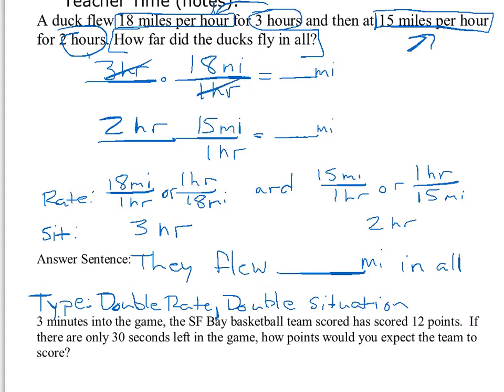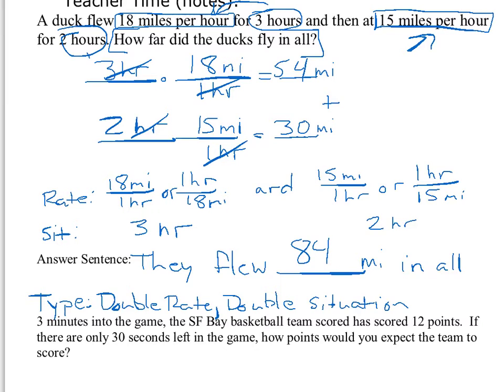Hours cancels out with hours for the first one, and that tells me for the first 3 hours, how far did they travel? 3 times 18. 54. For the second 2 hours, using our rate, they traveled 30 miles. Now the question is, how far did they travel in all? Add them together, and you get 84 miles.